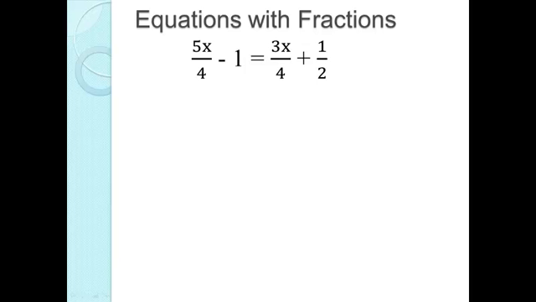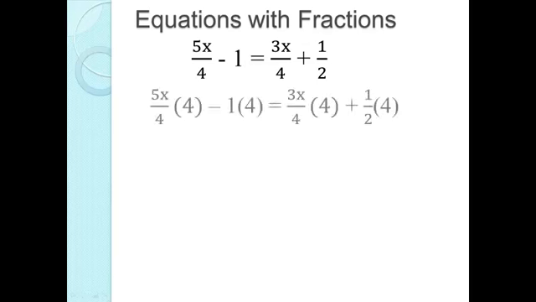Recall with equations, whatever you do to one side of the equation, you must do to the other. So we are going to have to multiply every term in our equation by 4. By multiplying every term on both sides of the equation, we are not changing the equation's value, but we are simply rewriting it so we do not have to work with fractions. Notice I have now written the equation so that every term is being multiplied by our common denominator of 4.